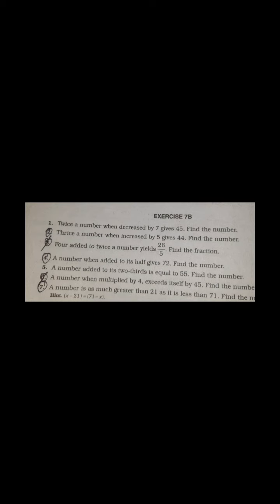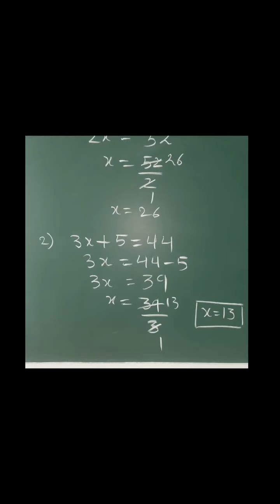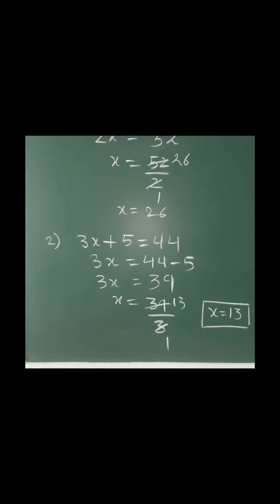So how will we solve this question, students? Let's pay attention. See, I have solved this question. Thrice a number increased by 5 will give you 44. So 3x plus 5 is equal to 44. Again plus 5, once it goes to the right hand side, it will become minus 5. Now 44 minus 5 is 39. Now 3 is in multiplication with x. Once it goes to the right hand side, it will be in division. Now 3 ones are 3, 3 threes are 9. So what is the value of x? The value of x is 13.